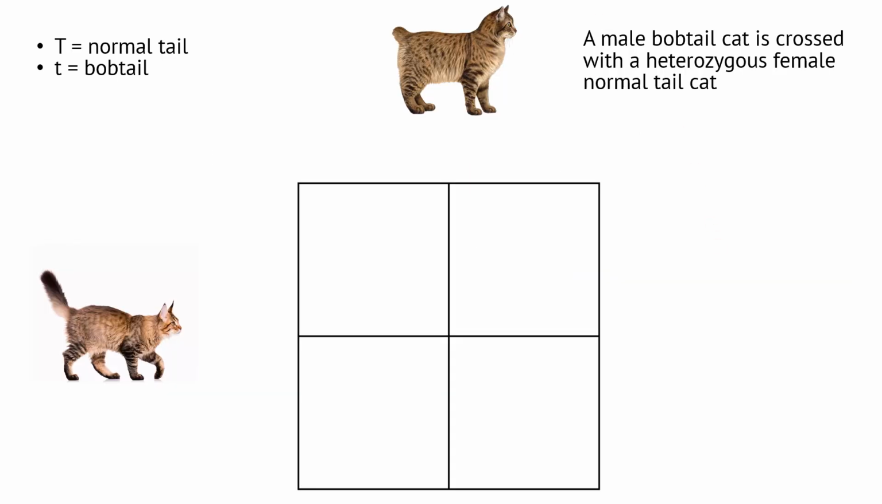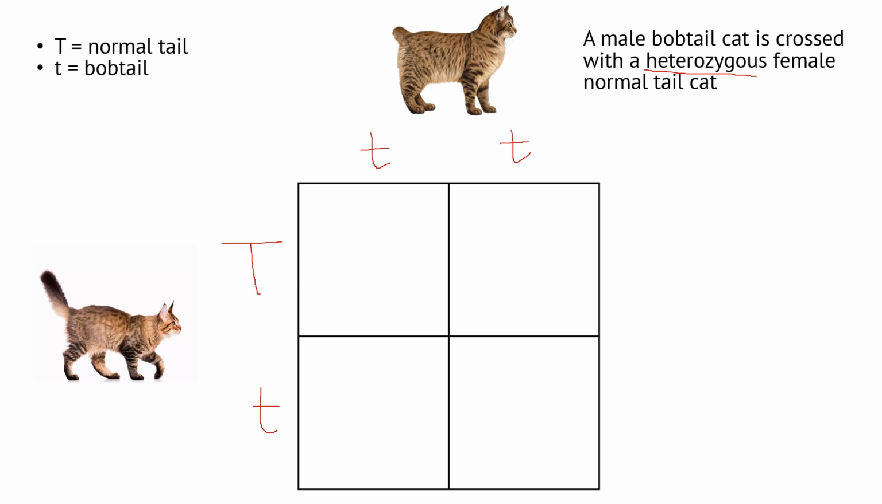All right, so the first thing we would do is set up our Punnett square like this. Let me grab my pen. The male cat up here has a bobtail, so we know its alleles are going to be lowercase t and lowercase t, because it is an autosomal recessive trait. The female has a normal tail and is heterozygous, so that means she has a capital T allele for the normal tail and a lowercase t for her other allele.